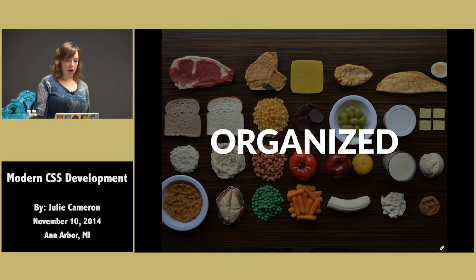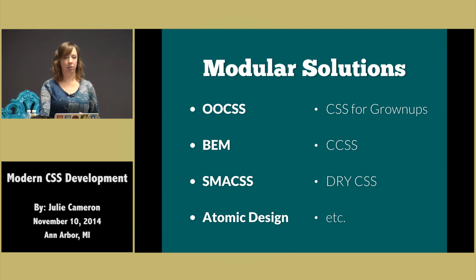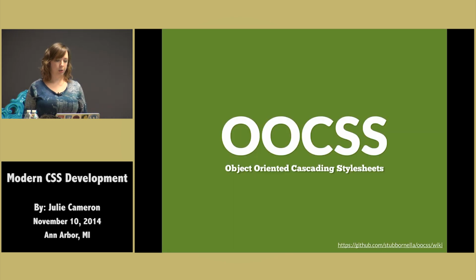Hopefully you agree. And fortunately, we have a couple systems to choose from already. Now, OOCSS, BEM, SMACSS, Atomic Design, those are the ones that we're going to look at today. But there are seriously, probably 1.5 million different architectures because everyone's doing their own thing. So let's start off with the root of all of these systems, OOCSS, which stands for Object-Oriented Cascading Style Sheets.